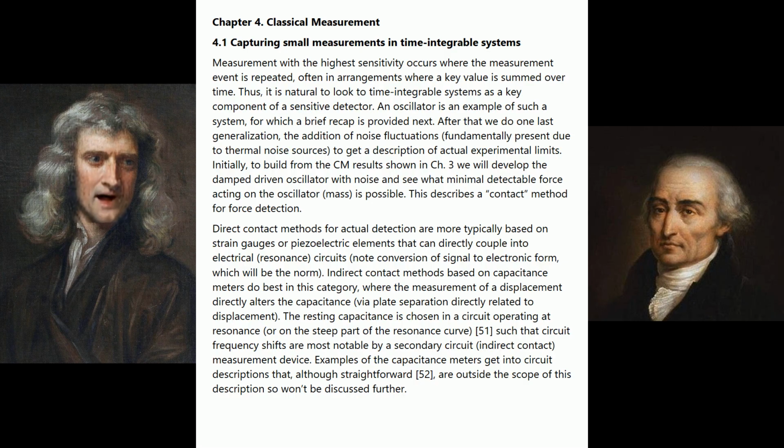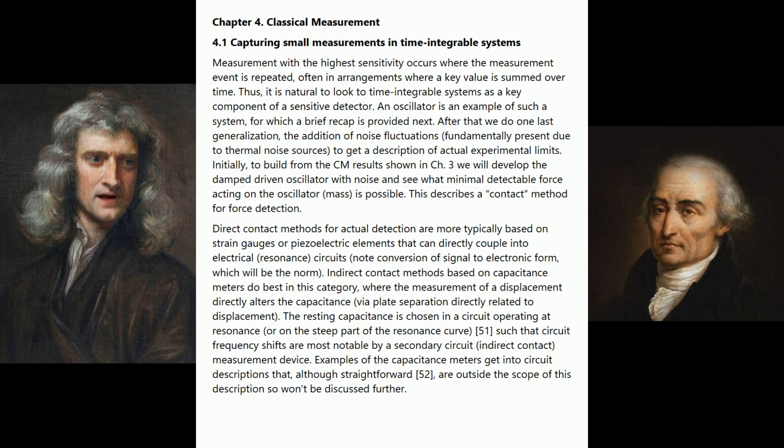Direct contact methods for actual detection are more typically based on strain gauges or piezoelectric elements that can directly couple into electrical resonance circuits. Note the conversion of signal to electronic form, which will be the norm. Indirect contact methods based on capacitance meters do best in this category, where the measurement of a displacement directly alters the capacitance, via plate separation directly related to displacement. The resting capacitance is chosen in a circuit operating at resonance, or on the steep part of the resonance curve, such that circuit frequency shifts are most notable by a secondary circuit, an indirect contact measurement device.